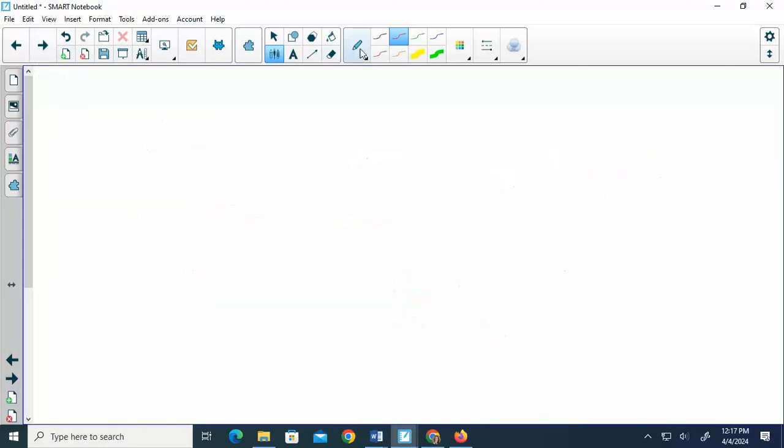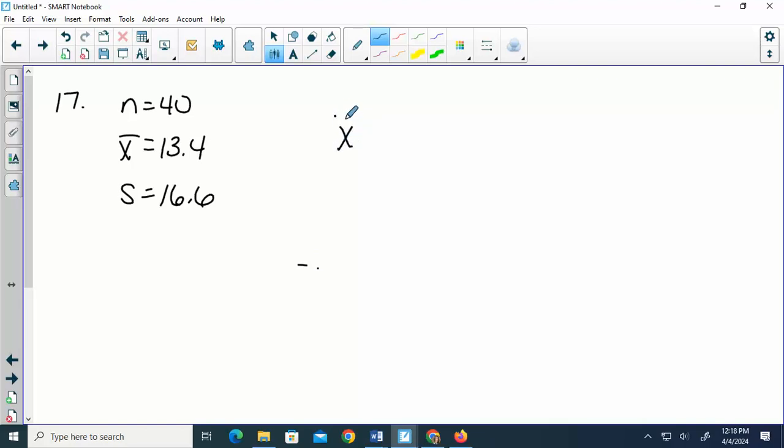Last one, problem 17. A survey asking 40 Americans, so again this n is 40, how many books they read per year found that the mean was 13.4, standard deviation 16.6. Construct and interpret a 99% confidence interval. Alright, so we are talking about x bar. Look at your formula sheet. If I'm talking about confidence intervals, we have a formula for p hat, we have a formula for x bar. Under chapter 9, the first bullet is your p hat, the second one is your x bar. So that's our formula.